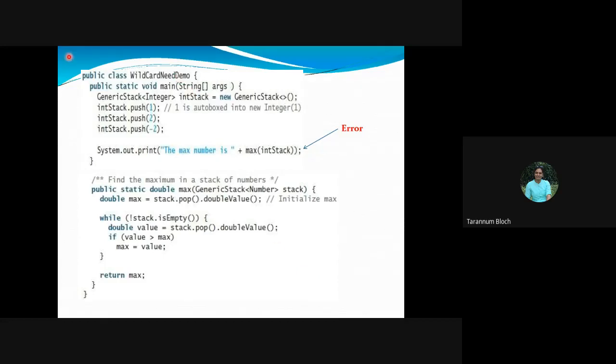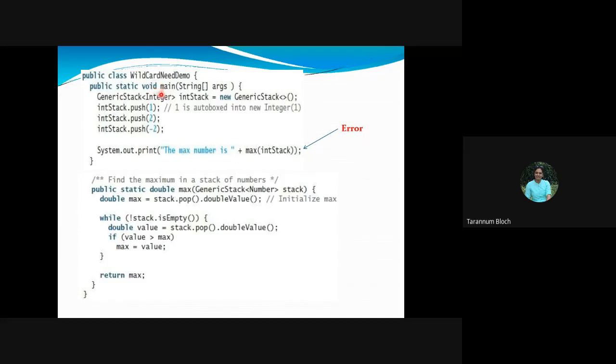Why do we need it? Why do we need the wildcard? That we are discussing from this example. We have the WildcardNeedDemo class, main method. We specified a generic stack, right? As we have a generic stack, this is a generic class, GenericStack. We are being specific that we are going to use the integer. Now what we want is to find out the maximum number from the given elements.